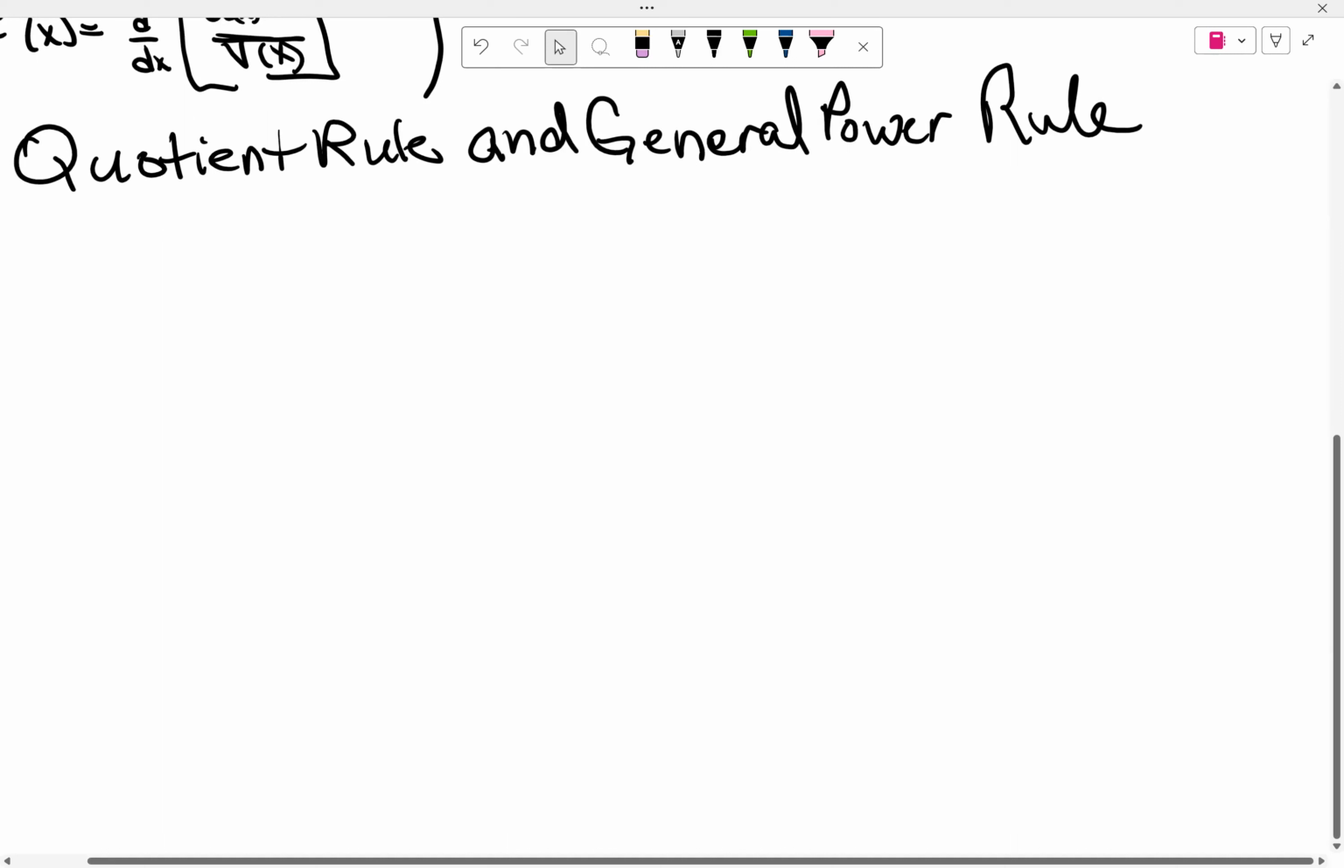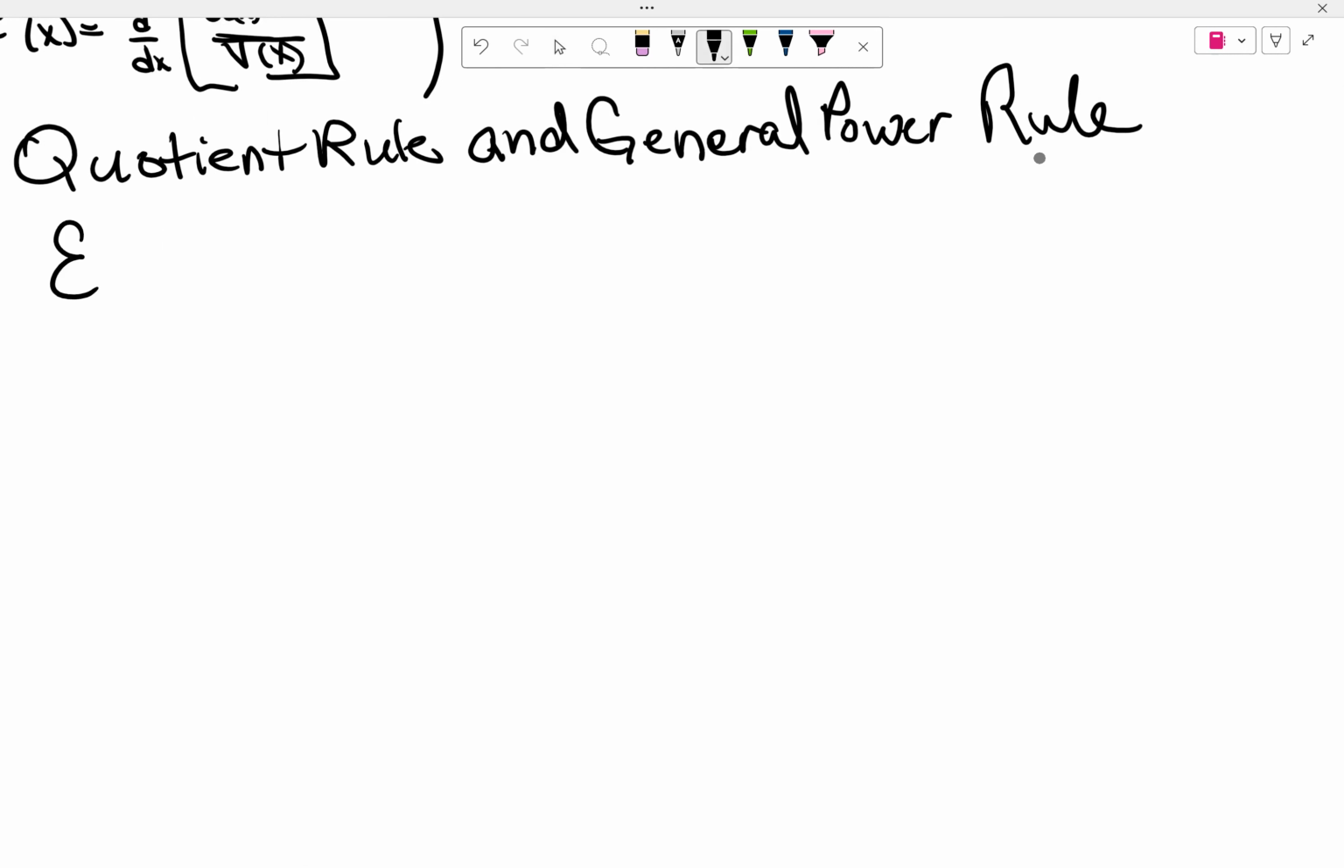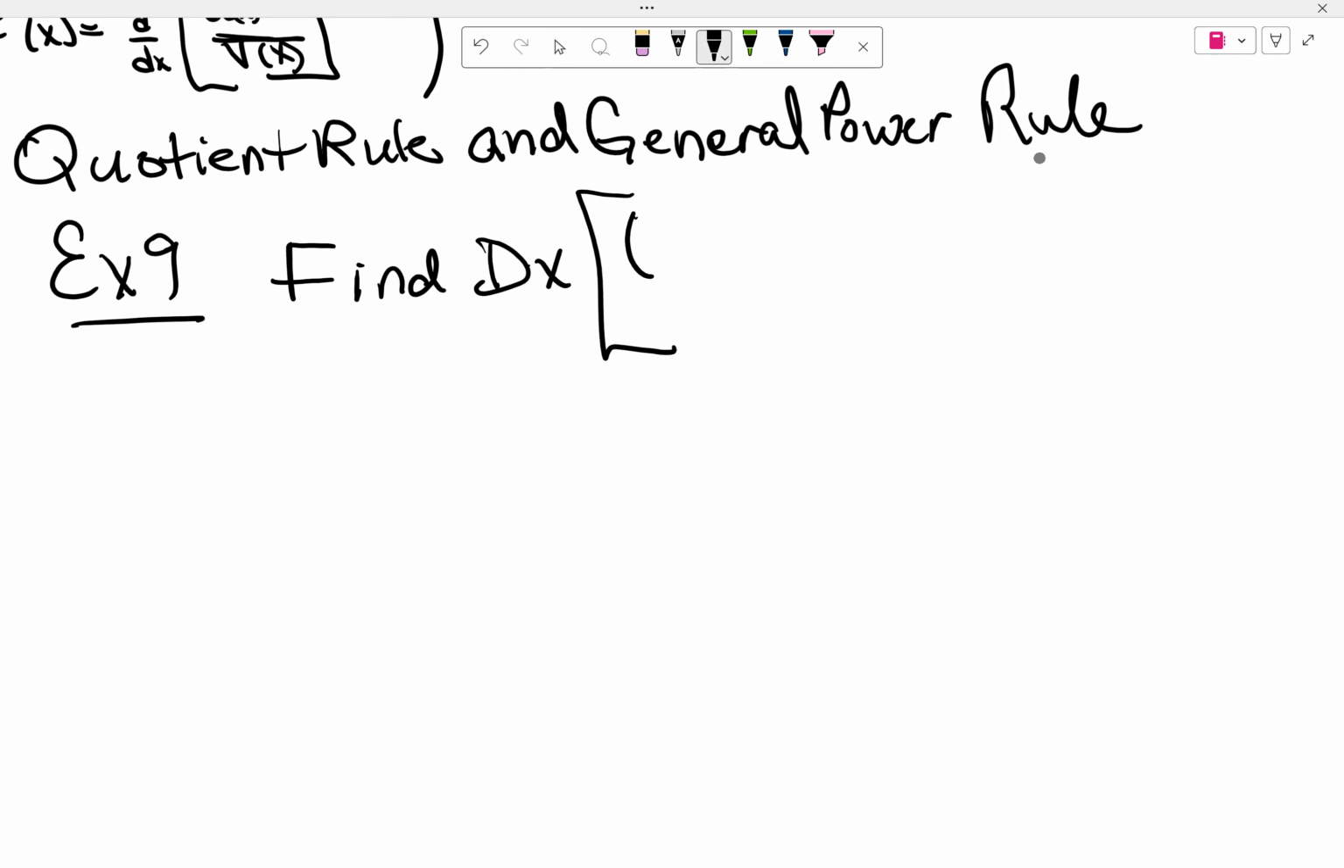Maybe that'll help. So this is example 9. And what they're asking us to do here is to find the first derivative of the function, of the rational function, I should say, of 3x plus 2. And this is where the general power rule comes in, because I'm raising that to the seventh power. And this is divided by x minus 1.